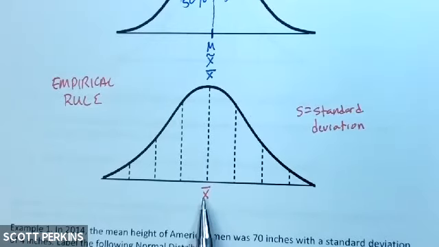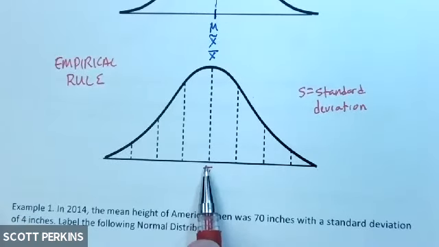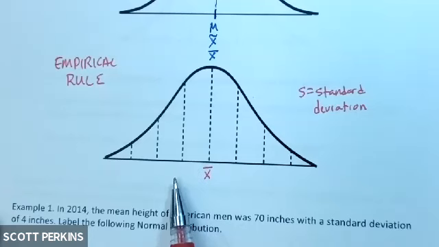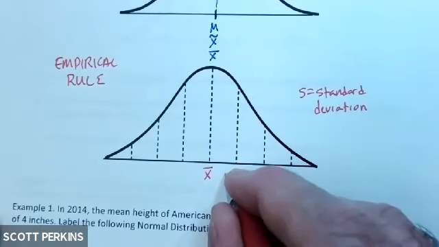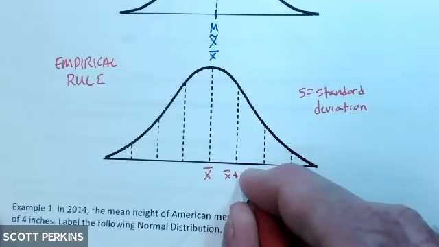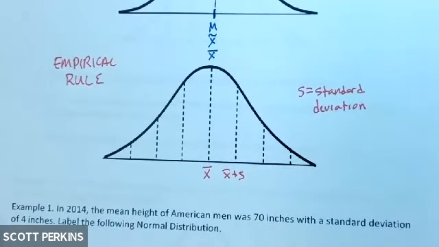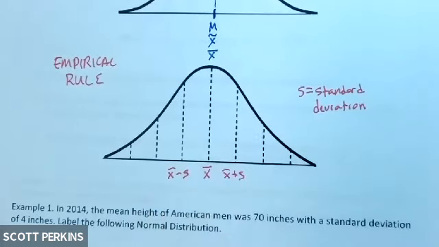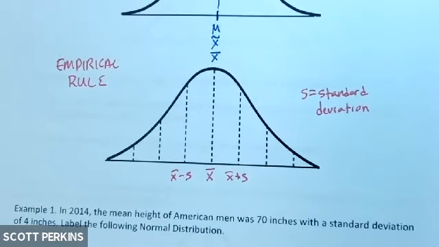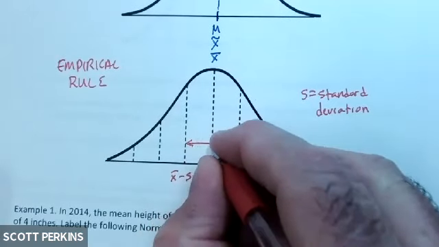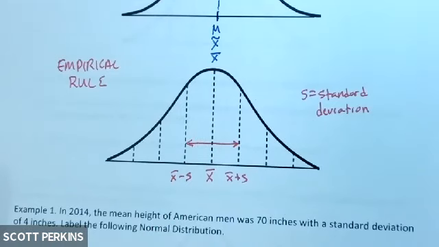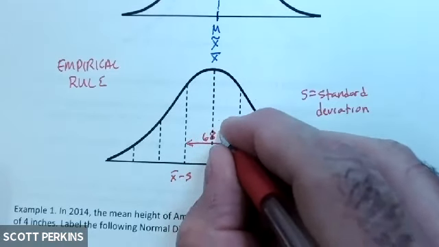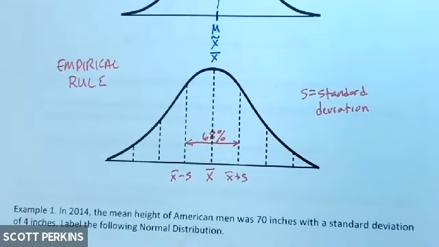So if I'm at the mean and I go above the mean and below the mean, one standard deviation. So what I'm going to do here is say, okay, this next dotted line represents the mean plus a standard deviation, so X bar plus S. And then going backwards, this dotted line represents the mean minus a standard deviation, X bar minus S. Here's what we know. This is true of every normal curve, no matter how spread out: between these two lines, one standard deviation in each direction, you will always have about 68% of your data values within those two values, whatever they are.